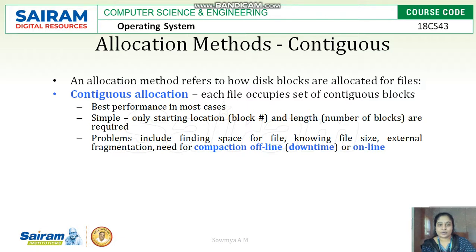Contiguous allocation is a method which was used in earlier stages, where a file occupies a set of continuous blocks of memory in the disk. Best performance in most cases. If you know the starting location and end location, then you can access the file. The problem is that finding space for a file which fits exactly is difficult, and external fragmentation will be there, and it needs compaction, offline, meaning downtime, or online.